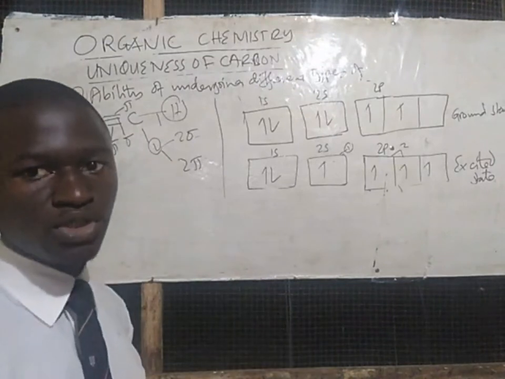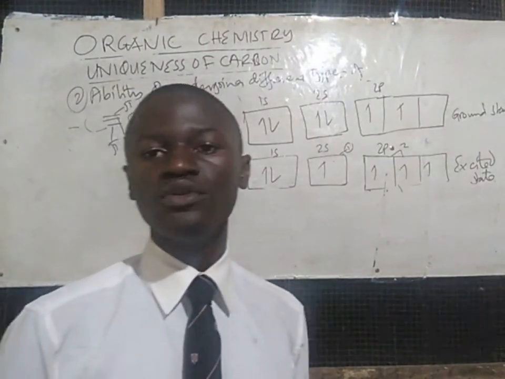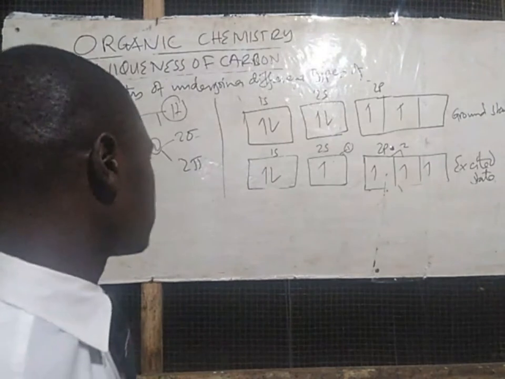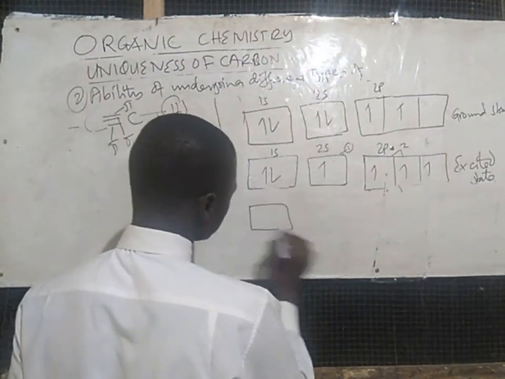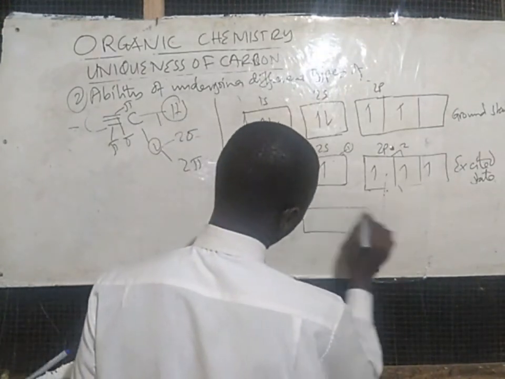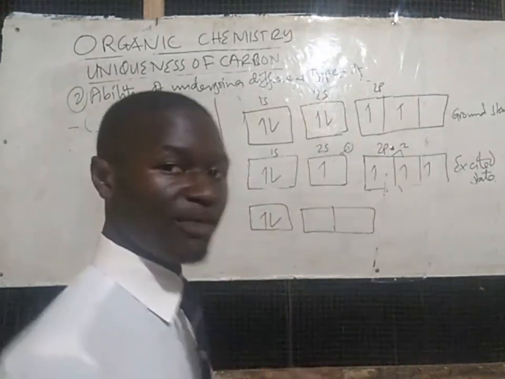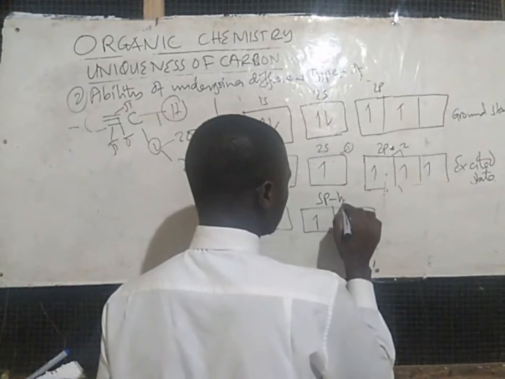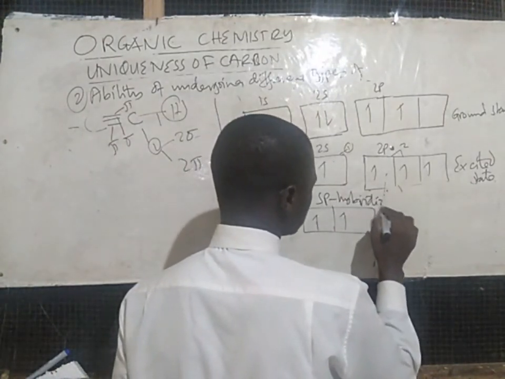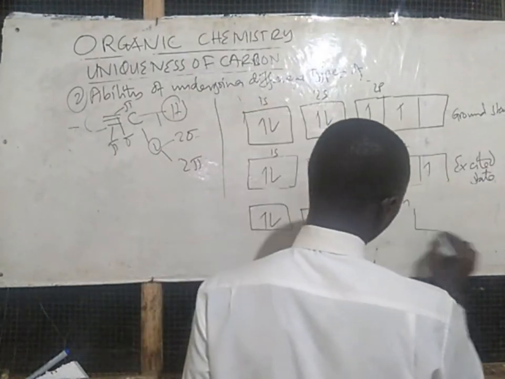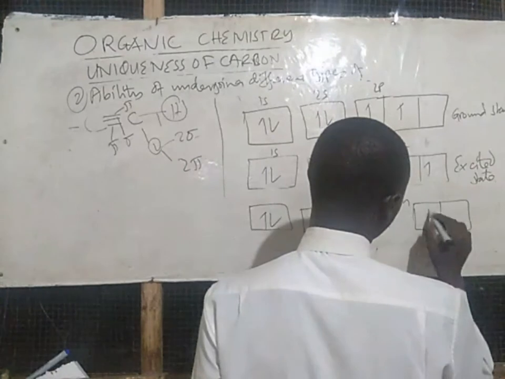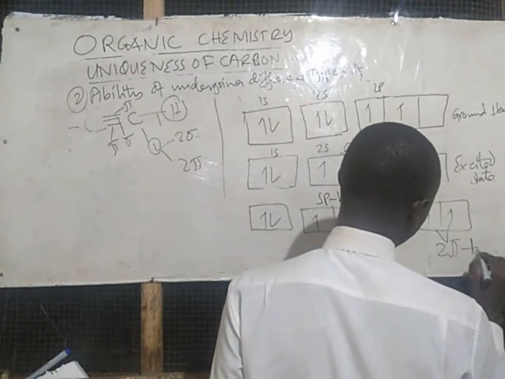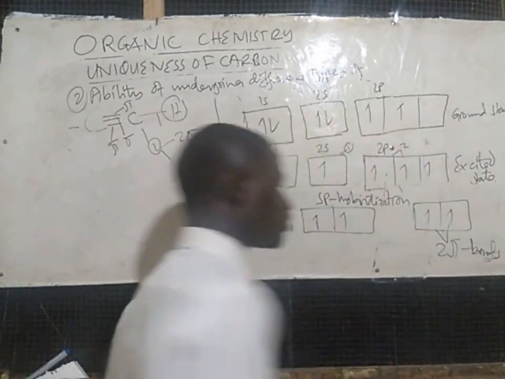Now in alkyne, we have two sigma bonds and two pi bonds. So in hybridization we will have one s, and we need two sigma and two pi. So the two sigma bonds will be sp hybridization, and then two unhybridized orbitals. These will form two pi bonds.